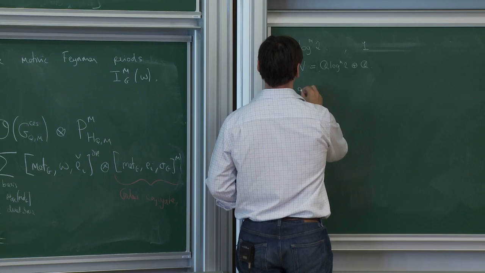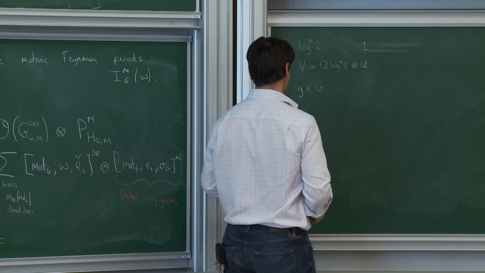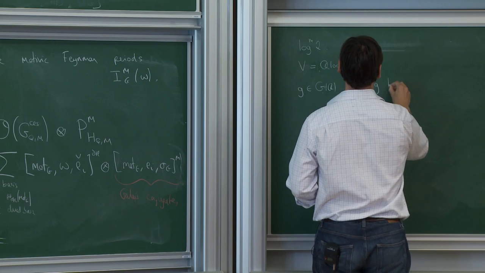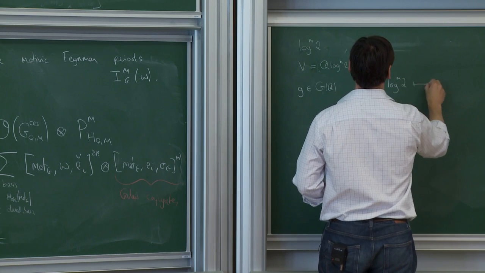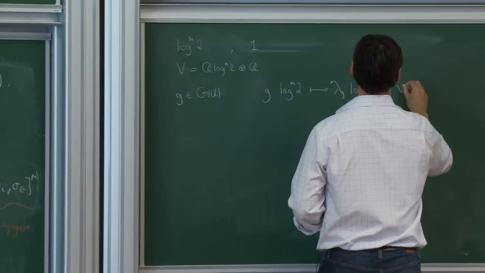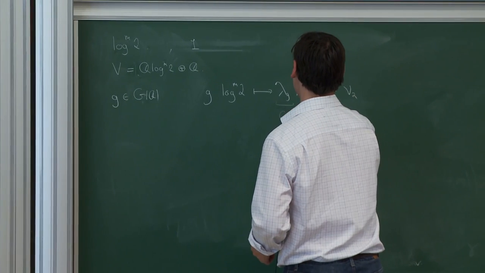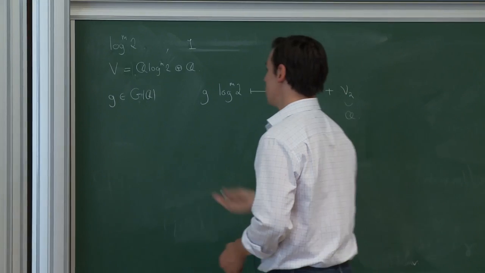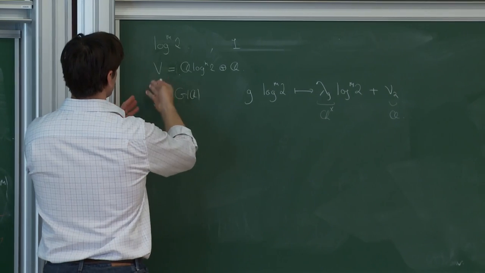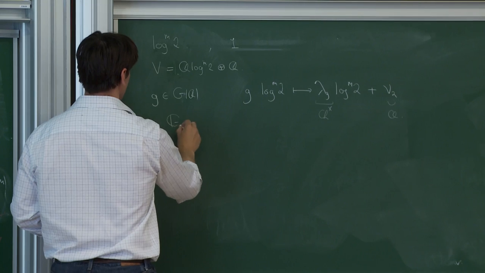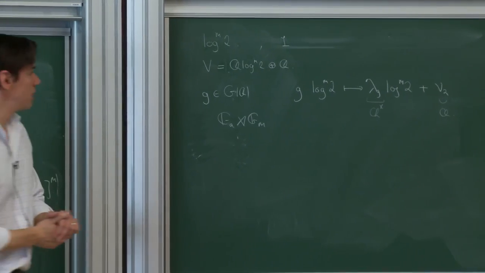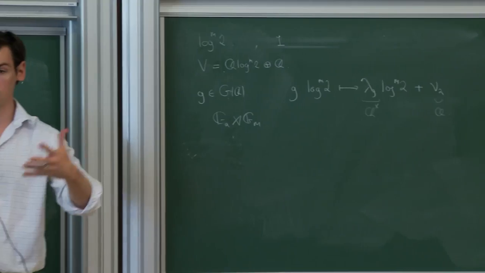How does the group act? Well, given a g in the appropriate Galois group, G_Q, it acts on log 2 by scaling it by some rational multiple, and it adds some other rational number. So this is in Q star, and this is in Q. And so the action of this group factors through, and the image of the Galois group in this case is an additive group semi-direct a multiplicative group. And one is fixed because it's rational. It's the invariance under this Motivic Galois group.